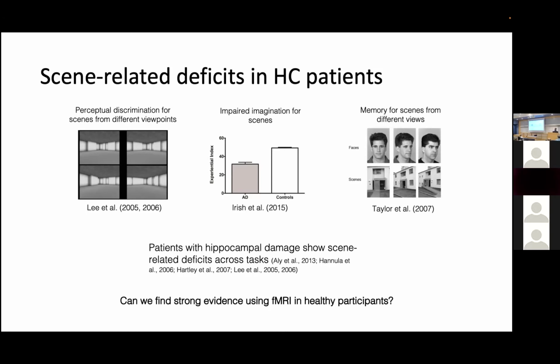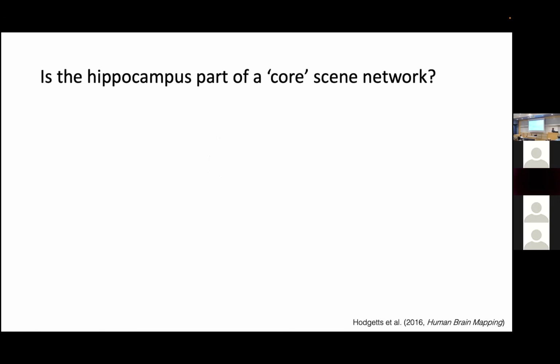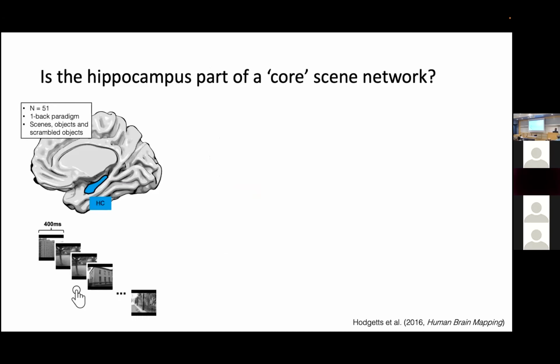So a lot of the work that I did initially was really trying to see whether we can find strong evidence for this using functional MRI in healthy participants. What did we do in the first study? Well, we did a large-scale fMRI analysis. We had around 50 subjects who all completed a very basic n-back paradigm. They just viewed blocks of scenes, which are shown on the slide, but also objects and scrambled objects, and simply had to indicate when an item repeated. These stimuli were only presented for 400 milliseconds, so the demand on long-term memory is very limited.